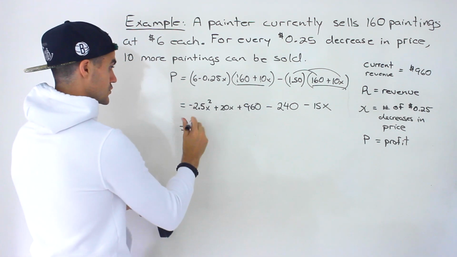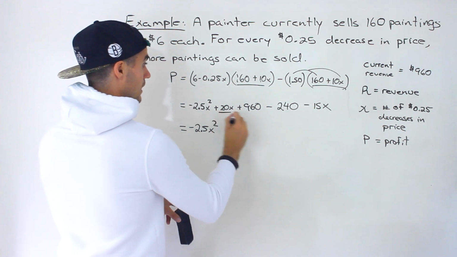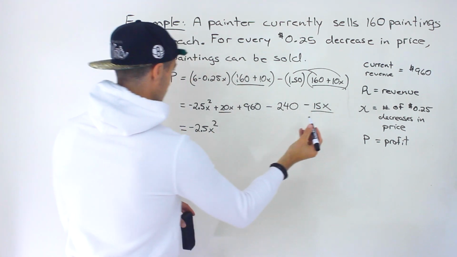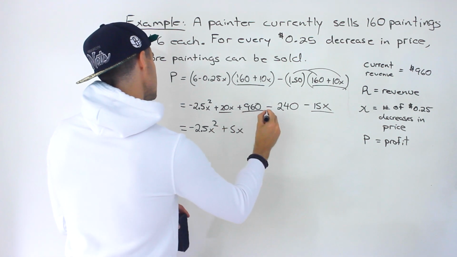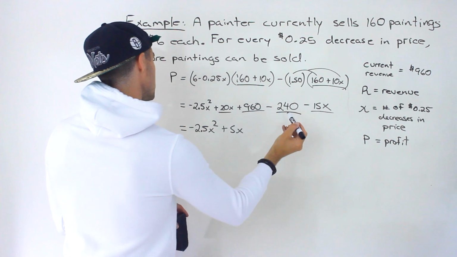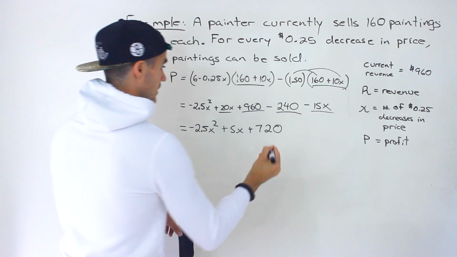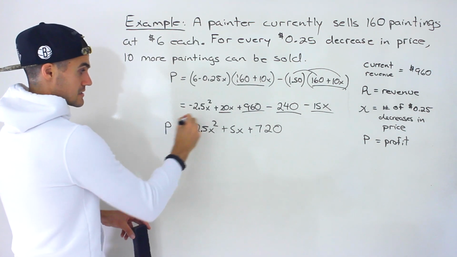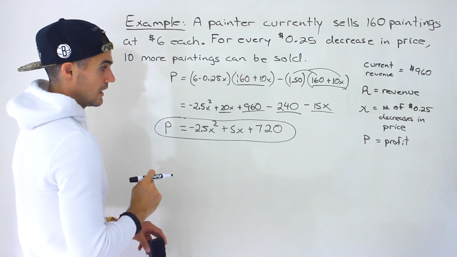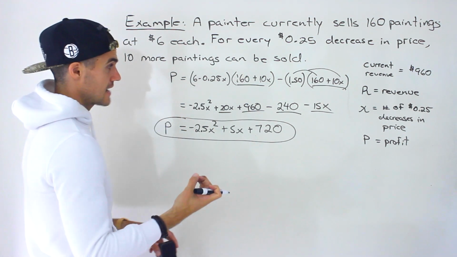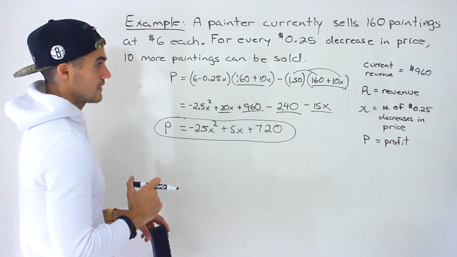Okay, and then from there, we can simplify the like terms. So there's no other term that has an x squared, so this negative 2.5x squared is going to stay. Then we got 20x minus 15x, that simplifies to 5x. And then we got 960 minus 240, which would give us 720, like that. So this ends up being our profit equation in standard form. Okay, so it's different, again, than the revenue equation that we had before.